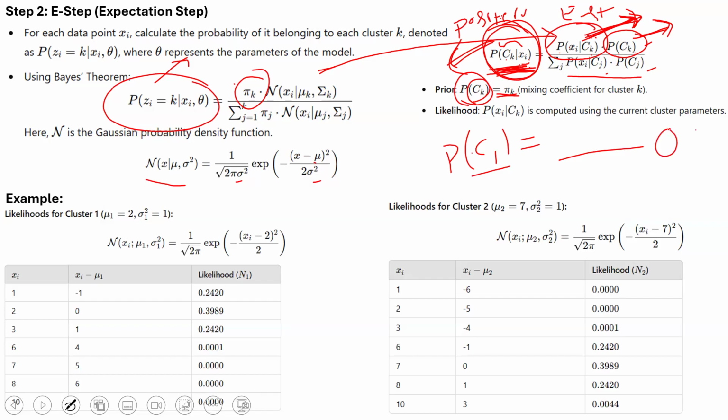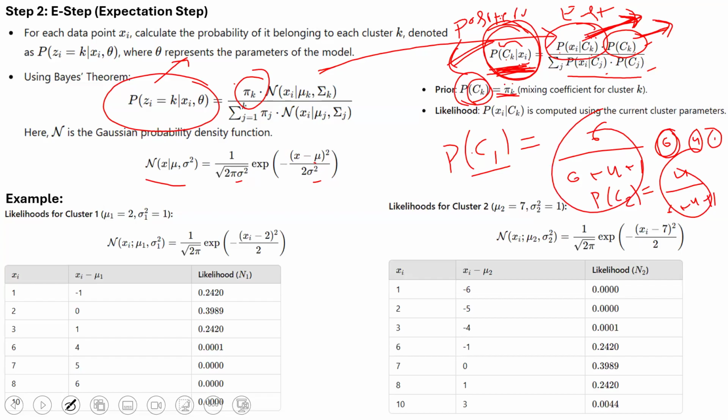Let's suppose I have three clusters, with 6 points here, 4 points here, and 1 point here. So the probability of cluster C1 is 6 by 6 plus 4 plus 1. The prior probability for cluster 2 is 4 by 6 plus 4 plus 1. That is what we actually do, and that is what the mixing coefficient actually is. The mixing coefficient is taken as 1 by k.